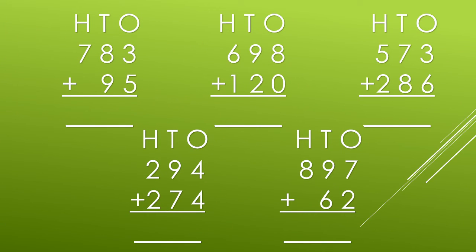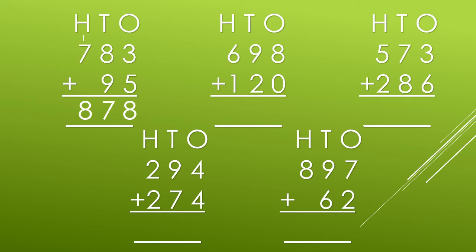Look at the next example. Numbers are 783 plus 95. Add the ones first. 3 plus 5 equals 8. Write 8 under ones. Now add tens. 8 plus 9 equals 17. 17 tens means 100 plus 7 tens. So write 7 under tens and carry 100 to hundreds. Now add the hundreds. 1 plus 7 equals 8. Write 8 under hundreds. So 783 plus 95 equals 878.